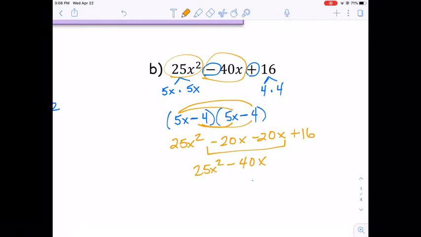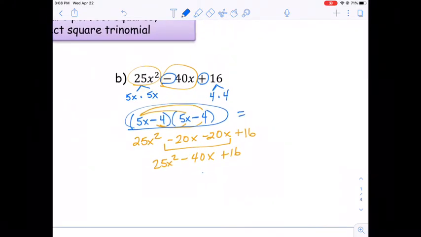I can bring down the rest of that to show that I have what I started out with. So my factored form is 5x minus 4 times 5x minus 4, which could also be written as 5x minus 4, the whole quantity squared.